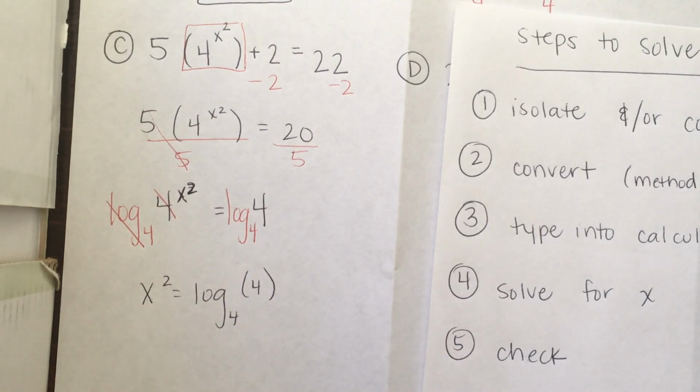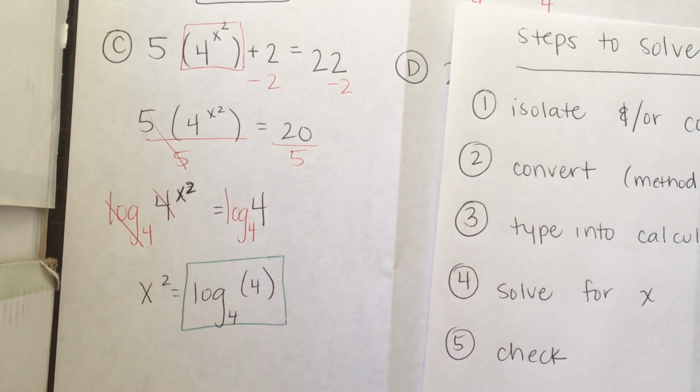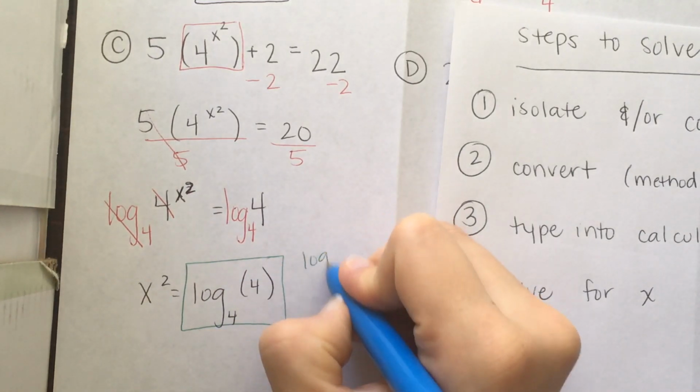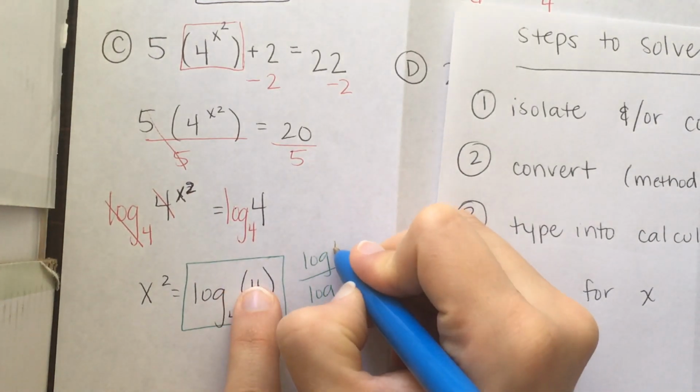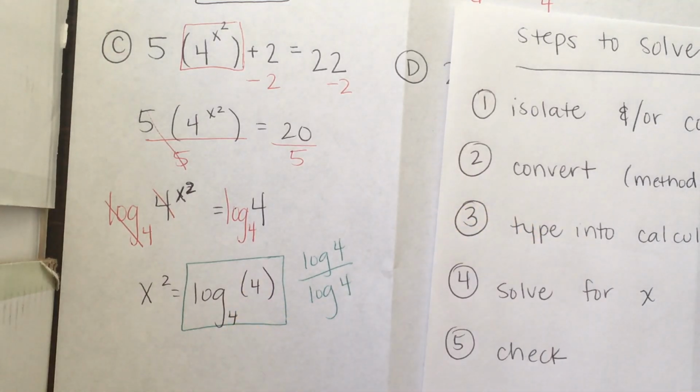And on the right hand side, this is all calculator buttons. Log over log. The parentheses is physically higher than the subscript. So type that into my calculator. You should get a 1.